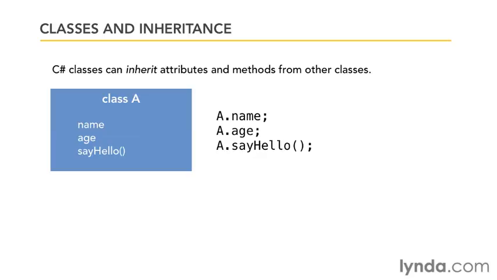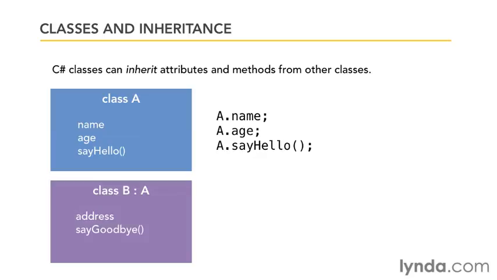So if I wanted to create a class B that inherits from class A, I would define class B, put a colon after its name, and then put the name of the class that the class inherits from. So here you can see that class B with a colon and then A means this is class B and it inherits from class A. And in class B, I've defined a couple of things. I've got another property called address and a function called sayGoodbye. So again, you would refer to these using standard dot notation for the class B, like b.address and b.sayGoodbye.